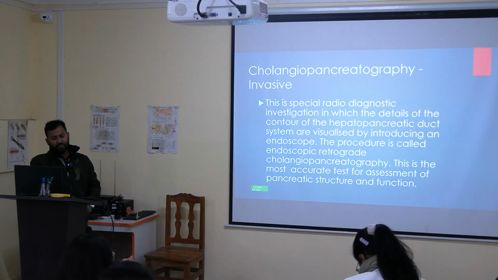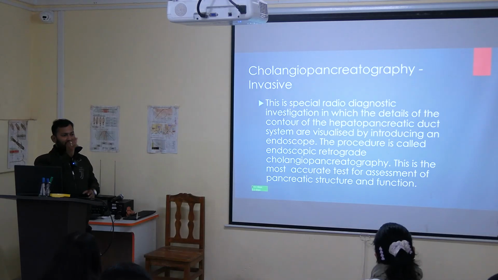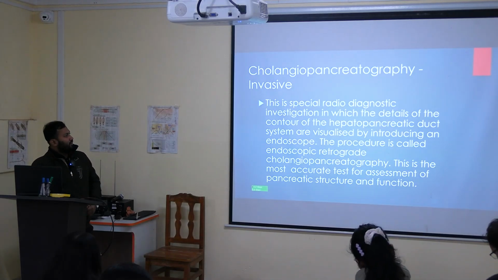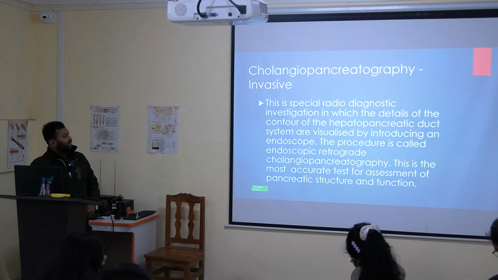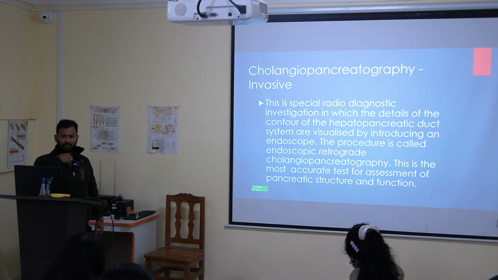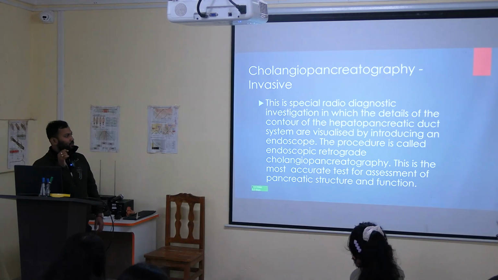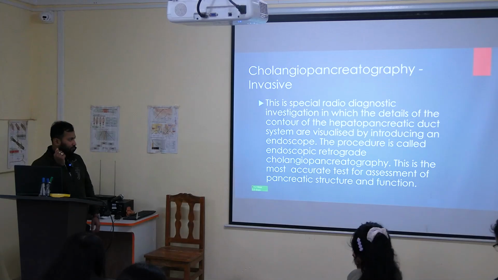Then cholangiopancreatography. This is an invasive test. This is a special radiodiagnostic investigation in which the details of the contour of the hepatopancreatic duct system are visualized. You are getting it, na? Details of the contour means what structures we can see. This is done by introducing an endoscope. A thin endoscope will be inserted into the mouth of the patient. From this, the endoscope will directly go inside the pancreas, and it can see the lumens of the pancreas, whether the lumens are intact or not, or what has happened in them, is there any inflammation or not.